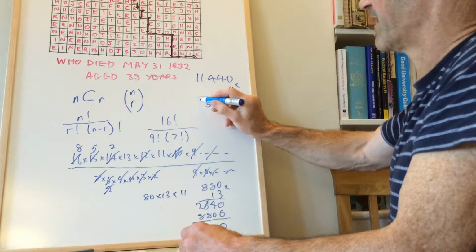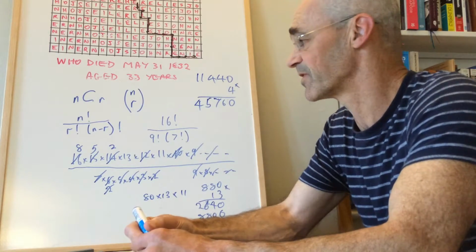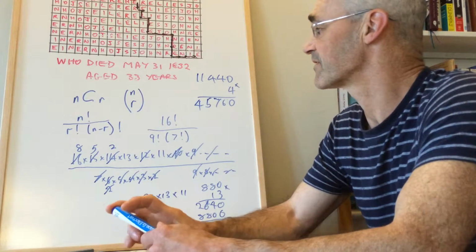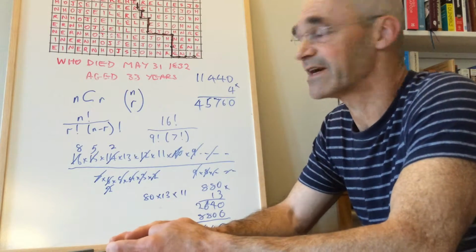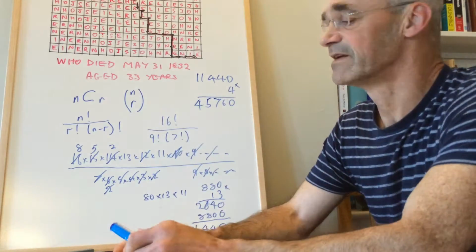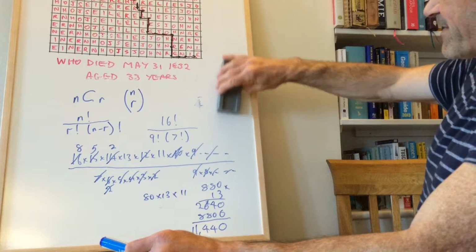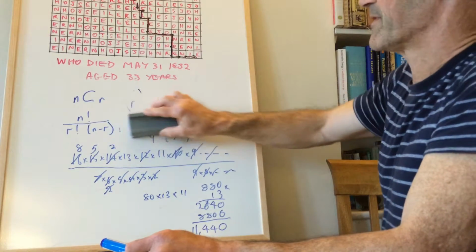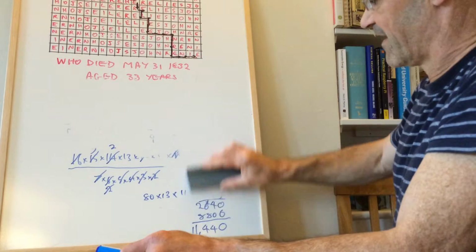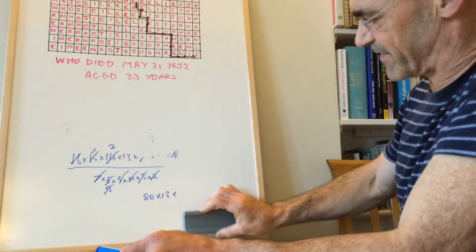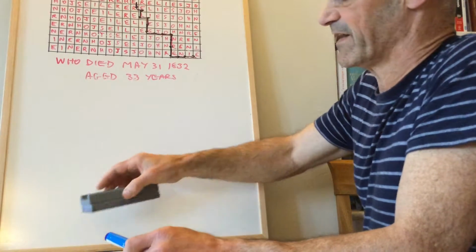5 and 4, 45,760, which was actually one of the values that was given on the website. And to be fair, the other website that said 46,000 was probably just approximating to that answer. So I think the thing that's difficult to see with this problem is that business about choosing 9 and 7 things from 16. So I'm just going to make it a little bit more clear.